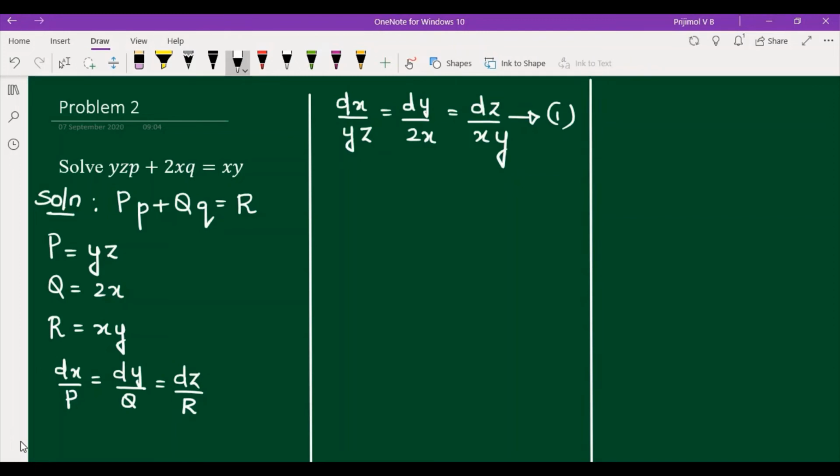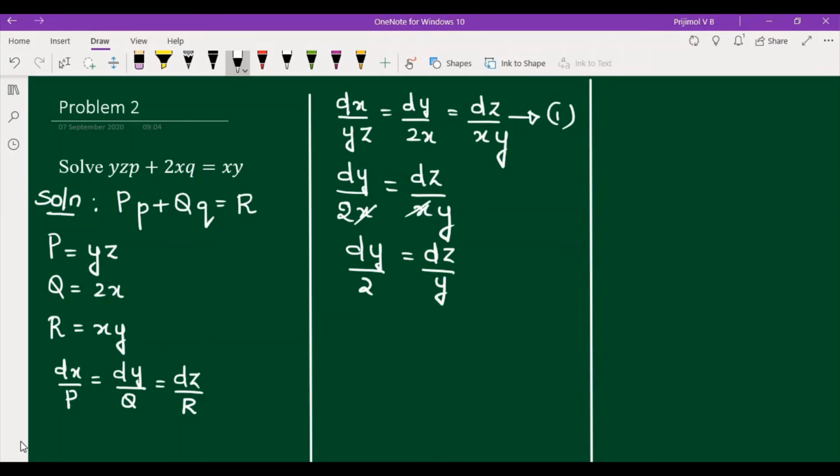Now you can choose any two ratios and then find out two sets of solutions. So here, if I consider the first and second ratio, we have x and y, but also we have z. So we will be in trouble again. So I am going to choose the second and third ratio. So dy by 2x equals dz by xy. You can cancel x on both sides. So you get dy by 2, which is dz by y.